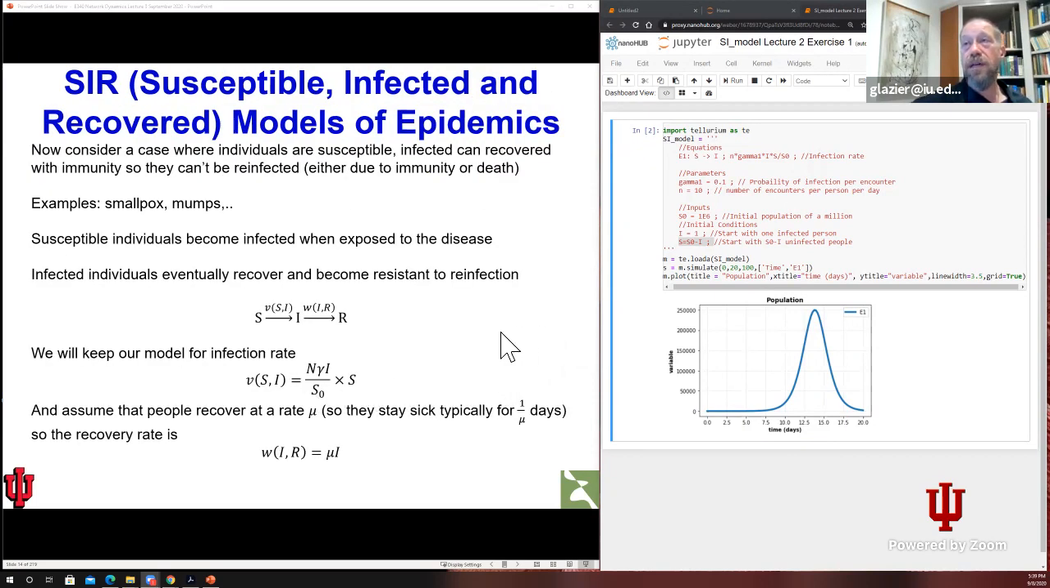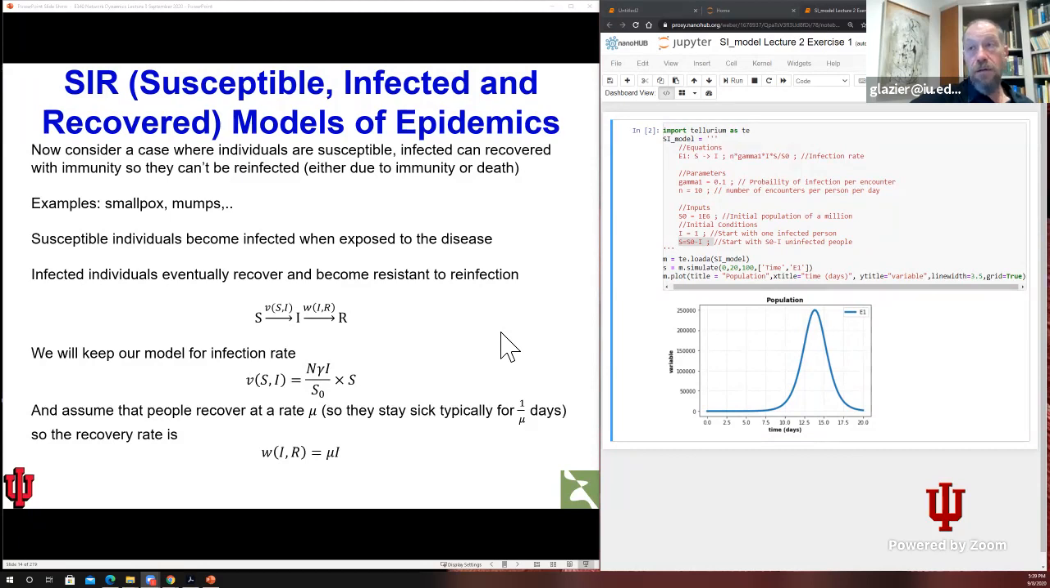So we're going to consider a case where individuals are susceptible, infected, or recovered with immunity. They could really be dead, but we're going to consider them as a single category. We're not going to have a separate dead category until maybe the end of this class. We're going to assume that susceptible individuals only become infected when they're exposed to people who are already infected. Recovered individuals are not infectious. Everybody who gets exposed eventually becomes infected. Everybody who's infected eventually recovers.